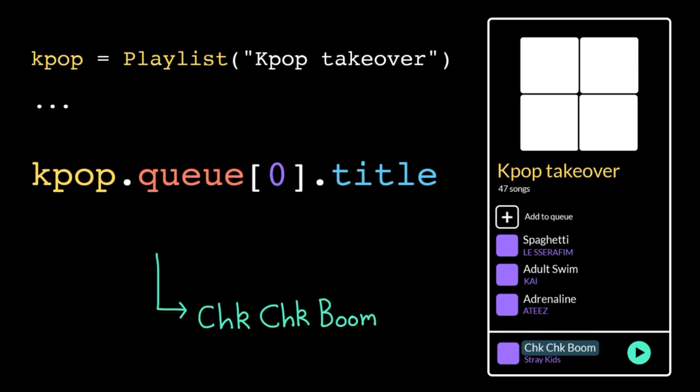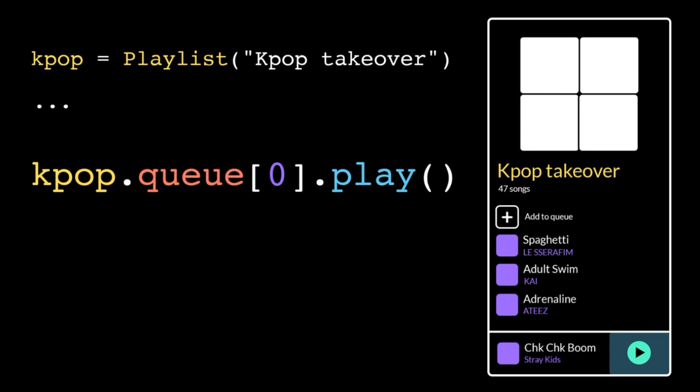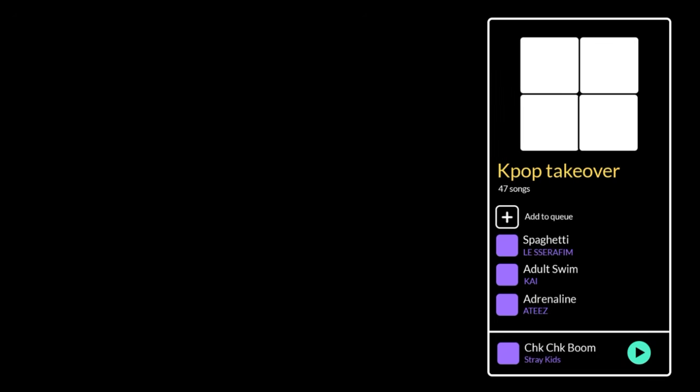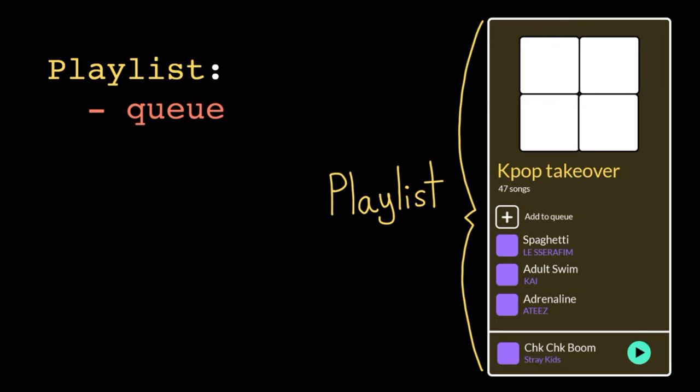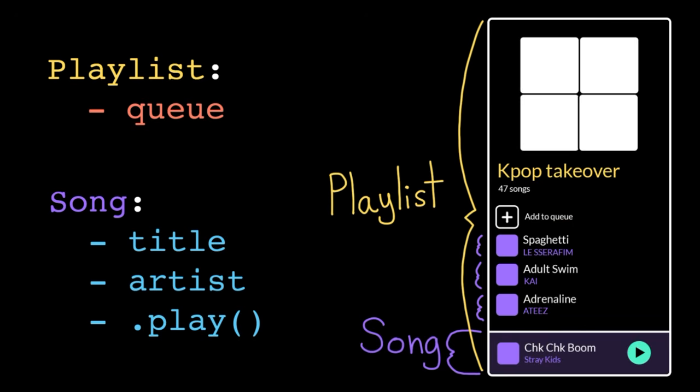If we want to play the next song, we follow the same access pattern. But at the end, instead of accessing the song's title attribute, we call its play method. This gives us a nice separation of concerns, where the playlist class is just responsible for managing songs, whereas the song class is where all of the logic lives for playing an actual audio track.